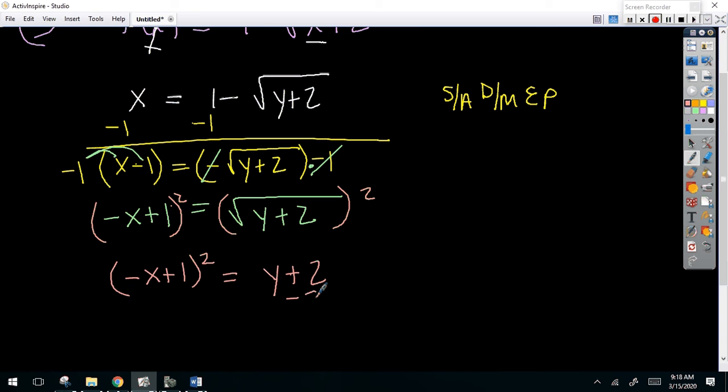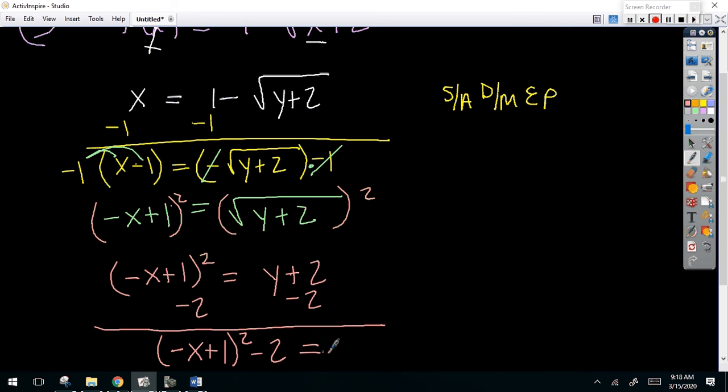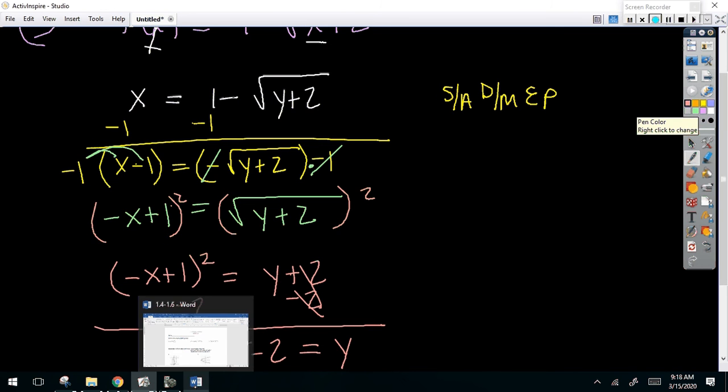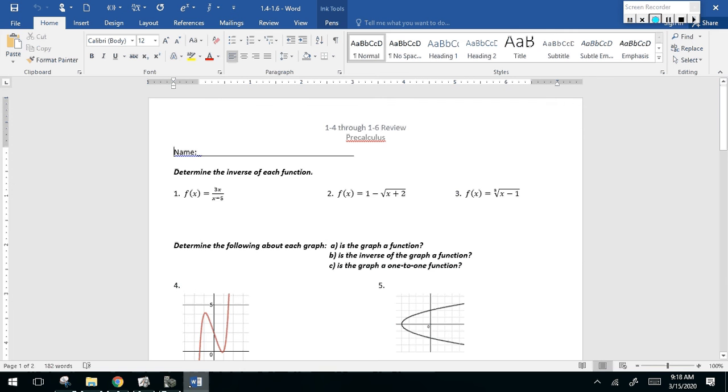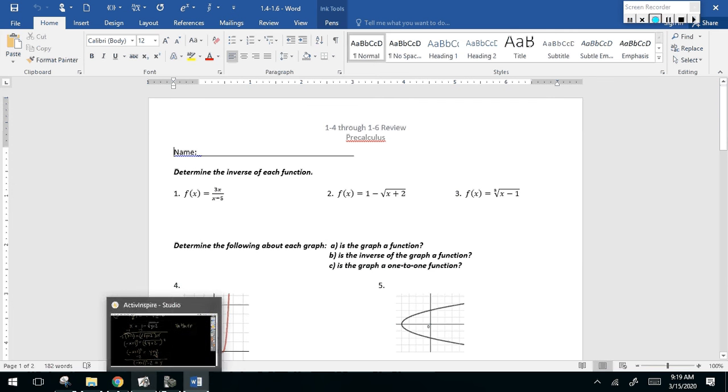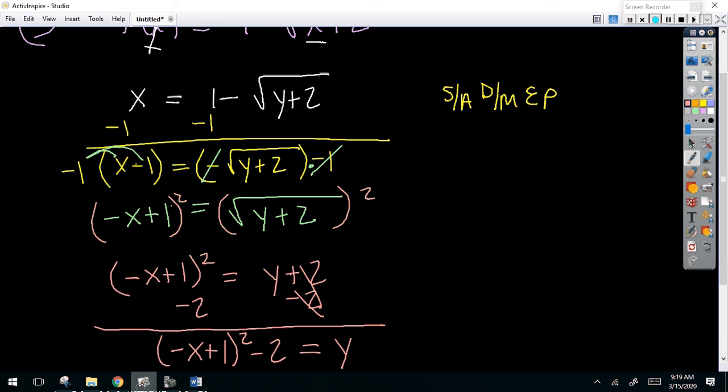So now I just want to move this 2 over. And because I've got this parentheses here, I can't combine that 2 with it. So what I'm going to do is just leave it as negative x plus 1 squared minus 2. And there is my inverse equation for number 2. All right, moving right along. Number 3, a little bit different. I tried to give you one of each kind here. Cube root of x minus 1.